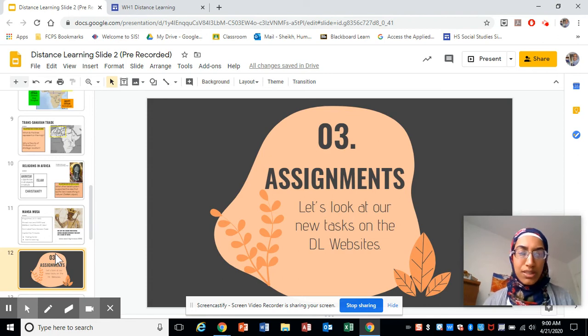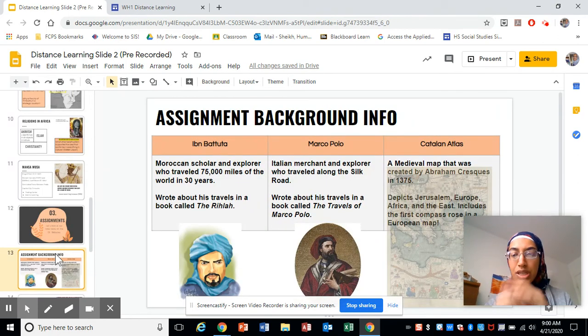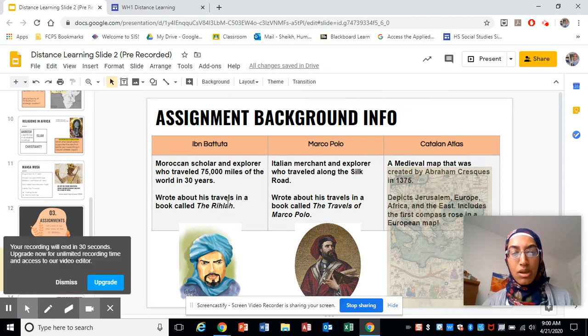Okay, let's take a look at some of those assignments. Just to give you some information before we jump into those assignments on your website, the first assignment concentrates on these two explorers here. Ibn Battuta was a Moroccan scholar and explorer who traveled throughout the Islamic empires, about 75,000 miles in 30 years. He wrote down his observations in a travel book called a Rihla. Marco Polo does something quite similar. He is an Italian merchant and he travels through the Silk Road and writes down his travels as well.